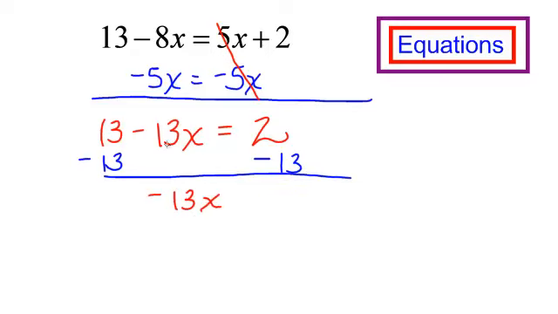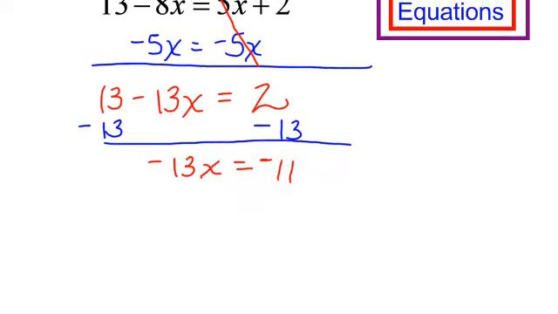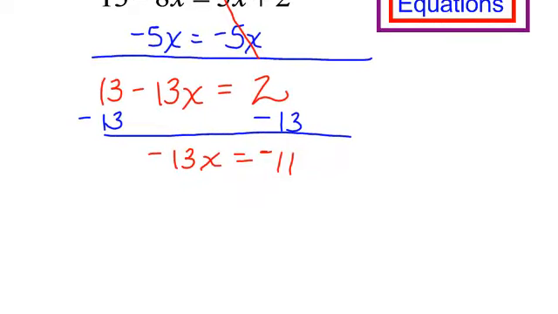On the left side, I have negative 13x. On the right side, a positive 2 and a negative 13. Opposite signs, you will subtract. I will get 11. Keep the sign of the largest number. Is x by itself yet? No. X is being multiplied by negative 13. What's the opposite of multiply by negative 13? You will divide by negative 13.